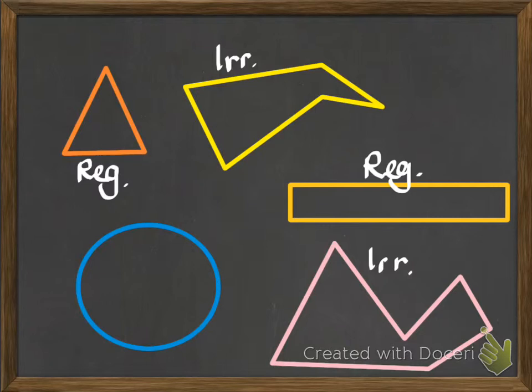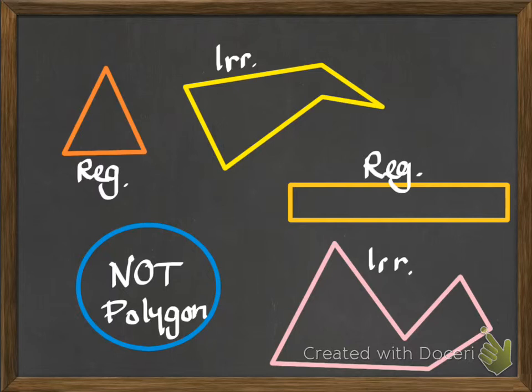Okay, so I went ahead and I wrote down RG for regular and IRR for irregular. So there are two regular shapes, there are two irregular shapes, and then we have the circle. And it is neither regular nor irregular as a polygon because it is not a polygon at all. Remember, polygons have to have straight sides, so a circle cannot be a polygon. Hope I didn't fool you.